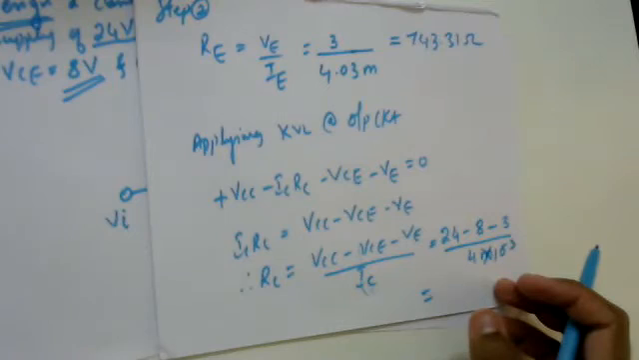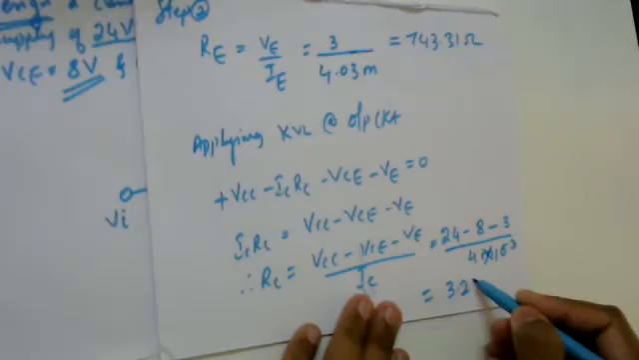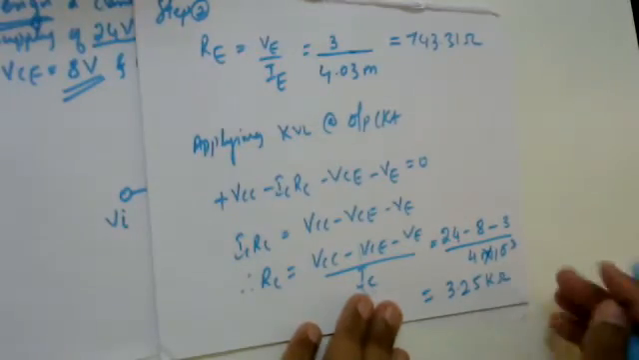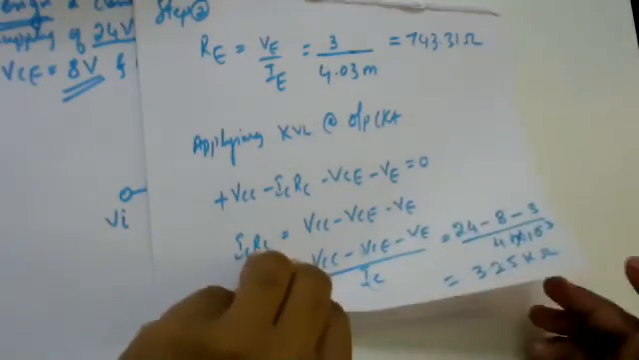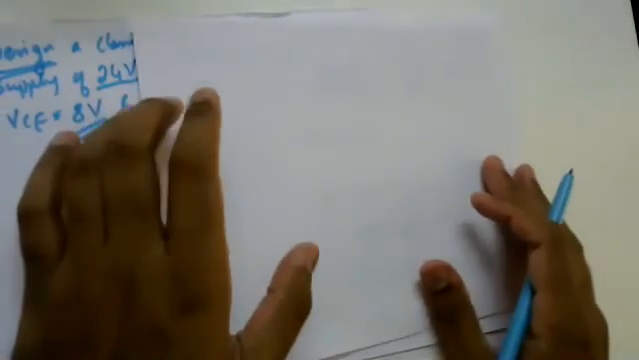Good. The value of RC is found to be 3.25 kilo ohm. Okay. Then once you are able to compute the value of RC and RE, what is left out? Left out is only that I have to compute the value of R1 and R2. Agreed?